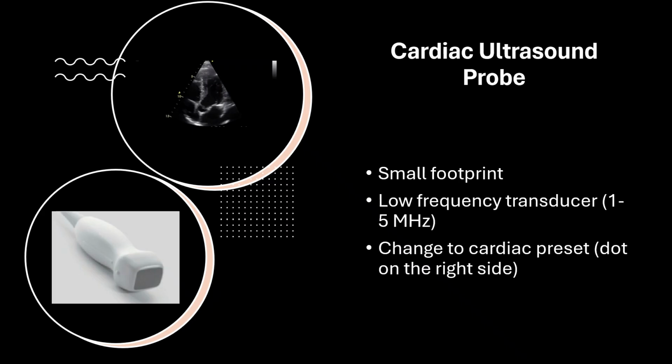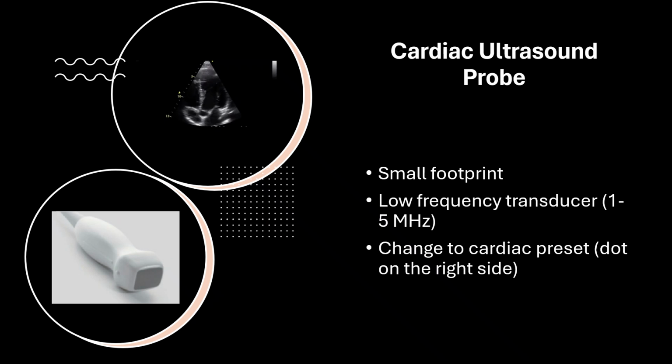So let's talk about the cardiac ultrasound probe, which is also known as the phased array probe. It is a small footprint probe, which means it's about 1 to 2 centimeters wide. This allows it to fit narrow rib spaces. It produces a triangular image. A cardiac ultrasound transducer is a low-frequency transducer, typically ranging from 1 to 5 megahertz.